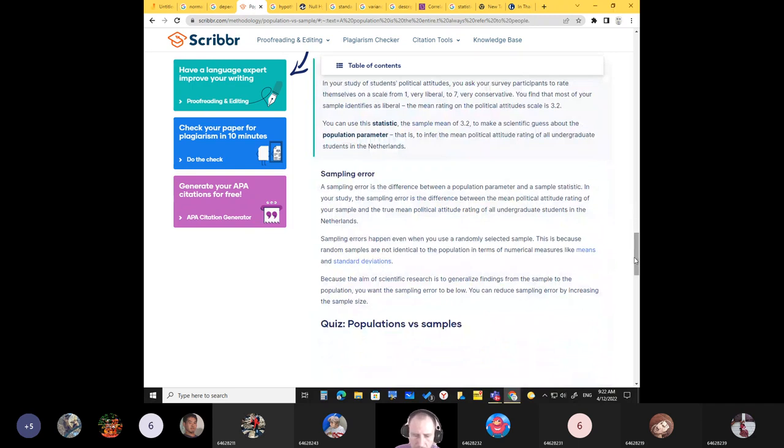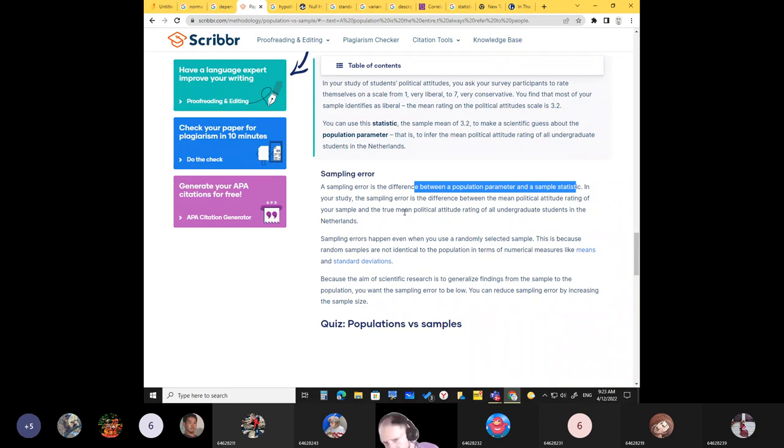There's such a thing as sampling error. Sampling error is the difference between population parameter and sample statistic, right? Maybe in the whole population the average is 20, but our average in the sample is a little different. Why? In your study, the sampling error is the difference between the mean of your sample and the true mean, right?